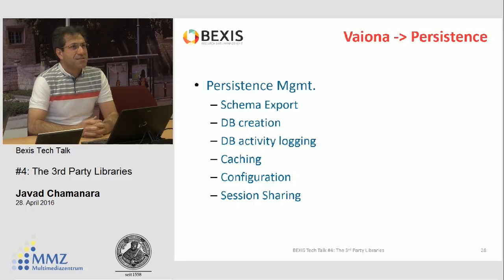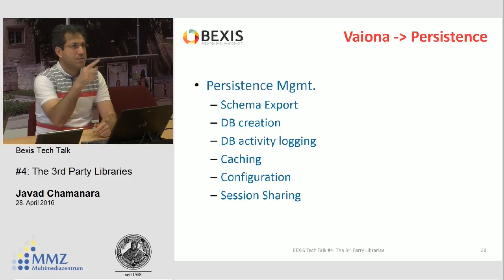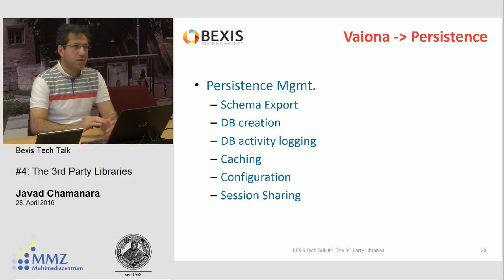Okay, so I will try to explain this persistence model through an example. This example is a simplified version of a real scenario that we are using in BEXIS, so it should be somewhat familiar. And then I will go through that example and highlight the points that are related to these titles here, like how a schema is exported, how the database is created, different things during the example traversal.